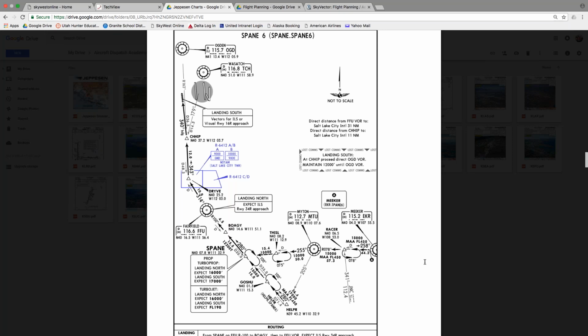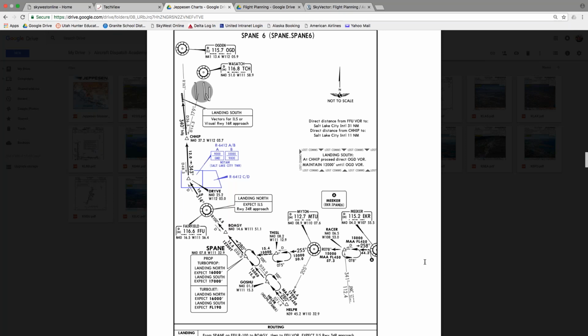143.7. Okay, that being said, we know that our top of descent is between these 2 points, which if we look at here, 15.5 to our 15.4, 15.4 to our 50 miles, that's going to give us between THISL and Mighton, MTU. Okay, so let's find that exact point really quick.